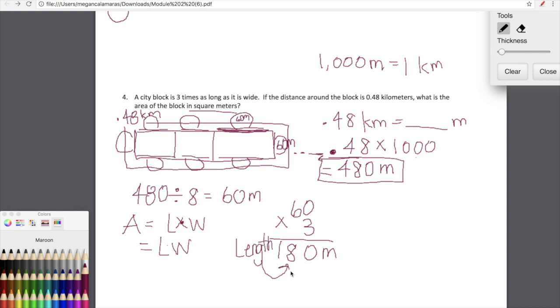So our length is 180. Our width is, who can look up there? Thank you, Gabby, 60 meters. How do we find the area? Well, who can tell me how we find the area? Thank you, Kyle. The area, we simply just multiply the length times the width. Okay, so our length, and we can certainly do that. We've been doing tons and tons of multiplication.